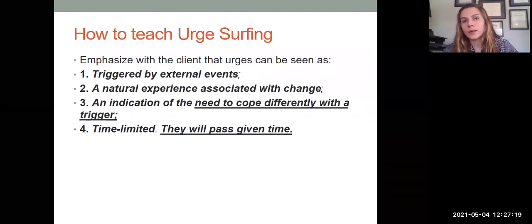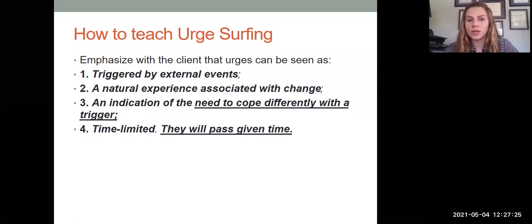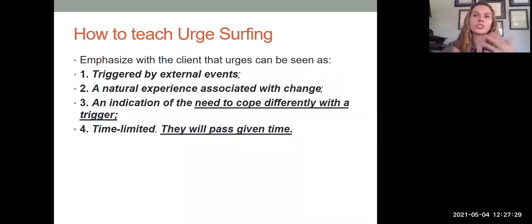It's a natural experience that's associated with any type of change, not just drug use. Trying to stop eating sugar, trying to exercise more, or lose weight, or spend more time with friends or family. Whatever change you're trying to make, you're going to have urges to engage in the prior set of behavior. So that's a normal part of change. When it shows up, it's not that the person hasn't recovered or isn't doing the work. It's just that there's a need to increase coping, that a trigger is present, and so we need to do something with that trigger a little bit differently.